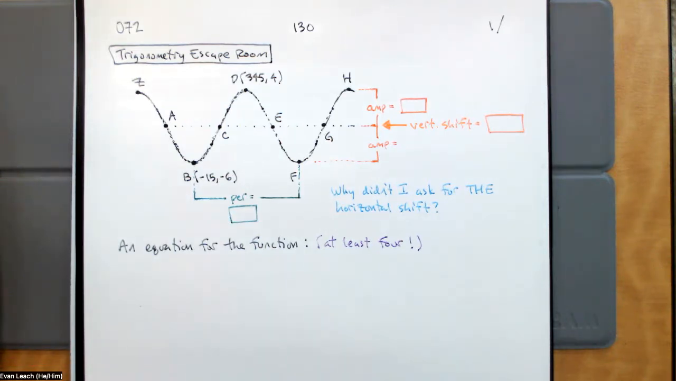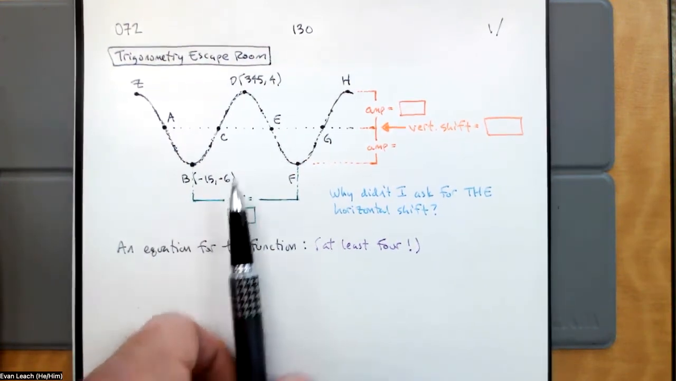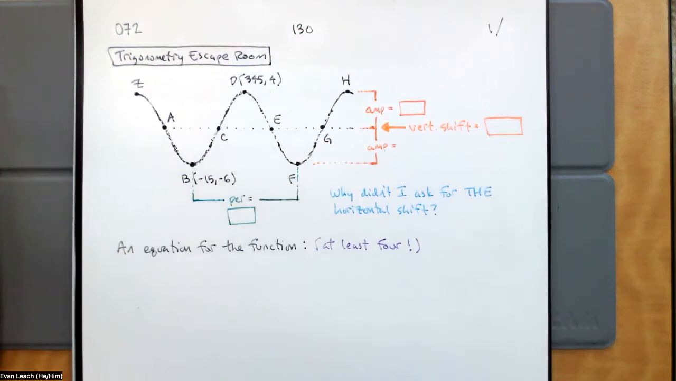Here's the first thing I want to look at. Look at the two points that we are given. I'm given B at (-15, -6) and D at (345, 4). So I've got a point from the bottom, and the next point at the top. That's going to give me some vertical information, and we can also use that to get horizontal information.